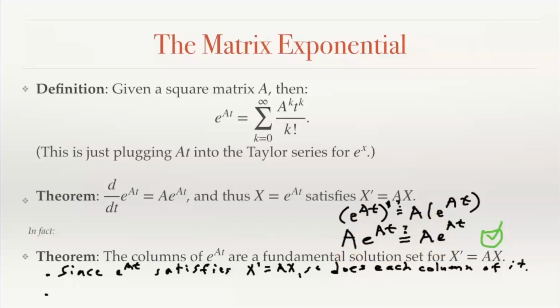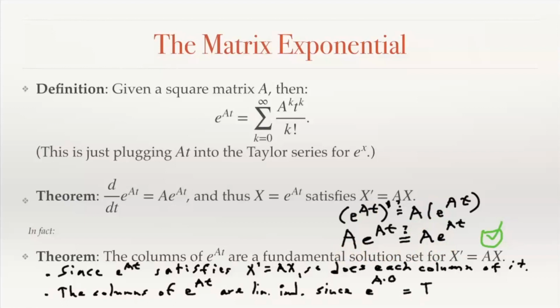And furthermore, the columns are linearly independent, and that's because e to the a times 0, plugging in t equals 0, is the identity matrix. And the identity matrix has linearly independent columns. No column in the identity matrix is a scalar multiple or a sum of the others. And for columns to be linearly dependent, one must be a scalar multiple of the others everywhere, including at 0.